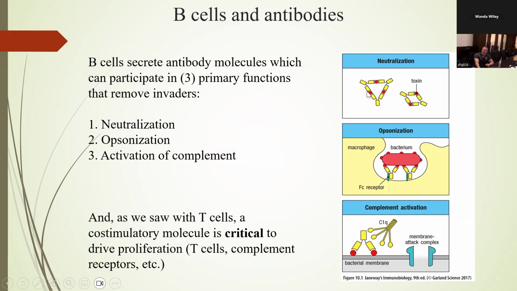Again, there are these yellow Y-looking molecules. The toxins are the red dots. The antibody can come and bind up the toxins. And once these toxins are bound, they can't do anything else. They can't interact with any other cells because they've got antibodies stuck to them. So they eventually end up getting filtered out of the body.